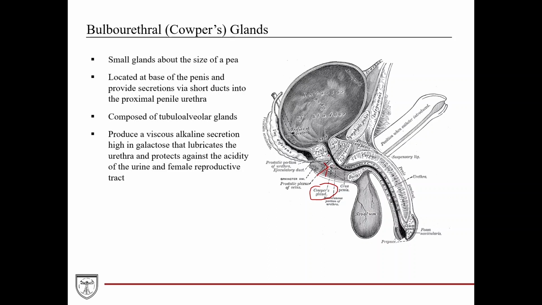And see how it's just inferior to the prostate here, and it has this little short duct that then connects into the proximal part of the penile urethra, actually here at the base of the penis. So that's where it provides the secretions via those short ducts that I just pointed out. Histologically, they're composed of tubuloalveolar glands, and they produce a viscous alkaline secretion that's high in galactose, and that helps lubricate the urethra and then protect against the acidity of the urine and the female reproductive tract.